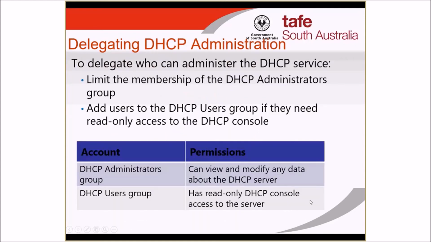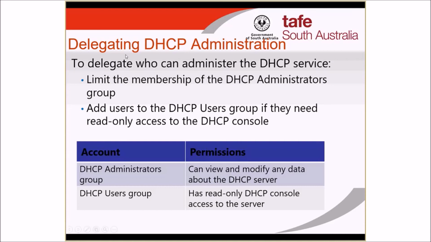Delegating DHCP administration. When we say delegating, it's just letting someone else do the job. In order for someone else to do the job, you need to give them permissions. So when we say delegating administration, we're basically saying giving someone else permissions to administer the DHCP server, to change the scope, to change the information, to create new scopes.